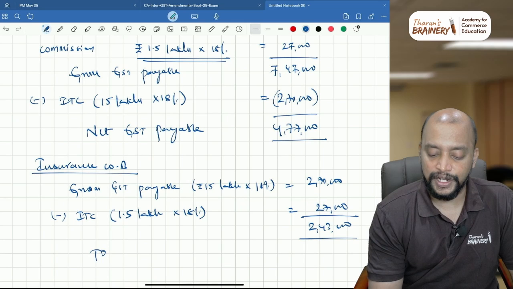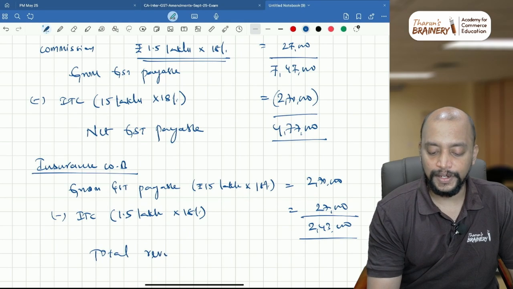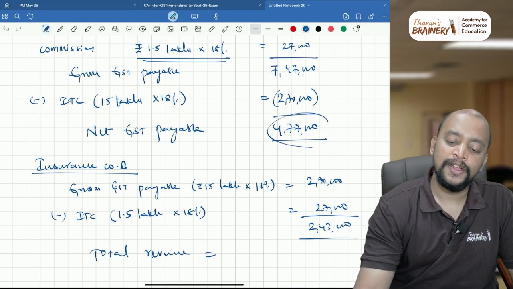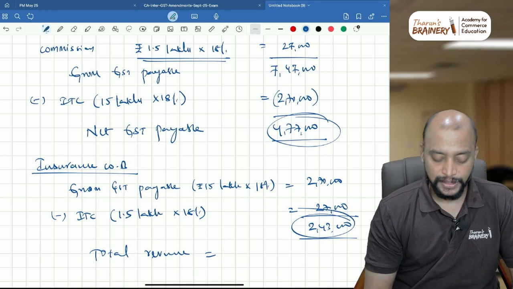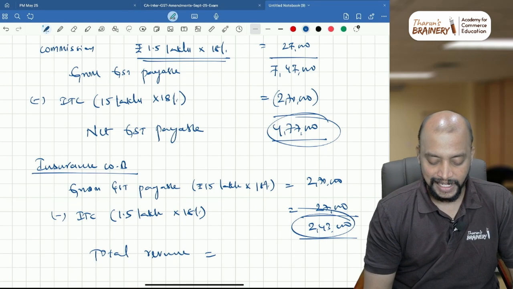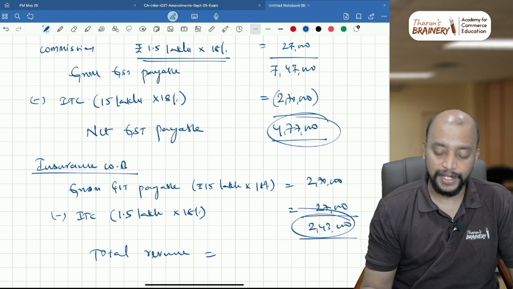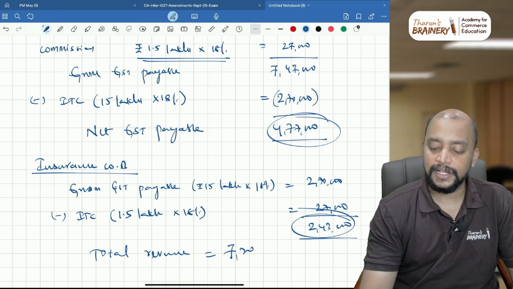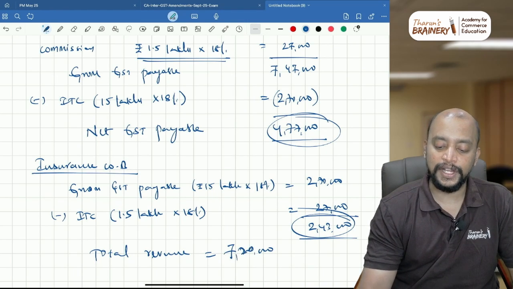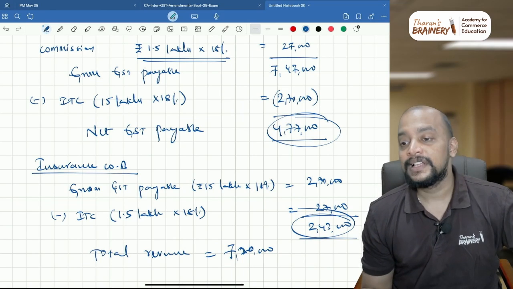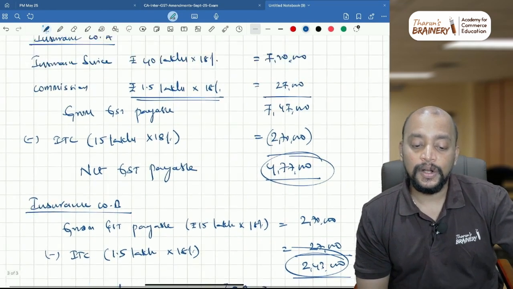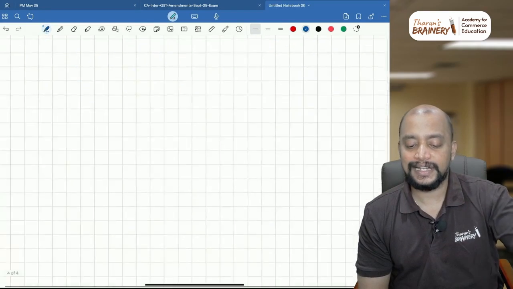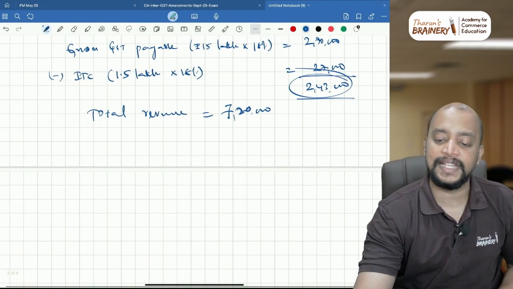What is the total revenue to government? 4,77,000 plus 2,43,000, that is 7,20,000. That is the total revenue to government. This is before amendment. This is what we used to do before amendment. Now, post amendment, what is happening? Let's try to understand what is happening after amendment.